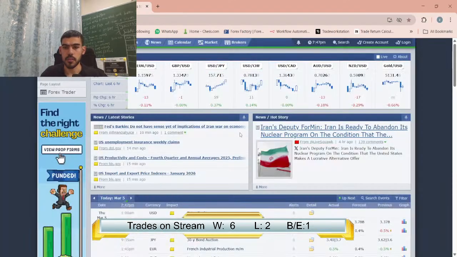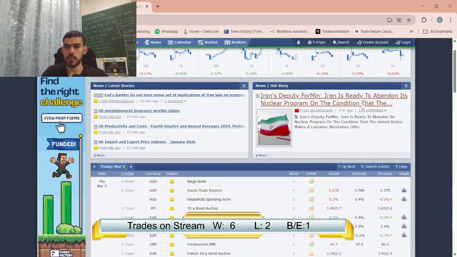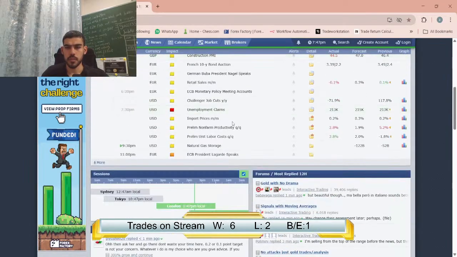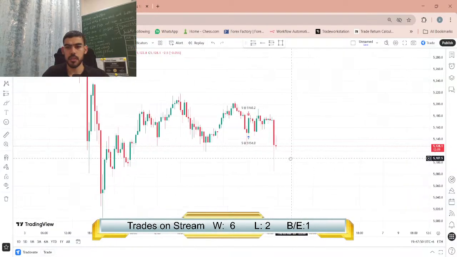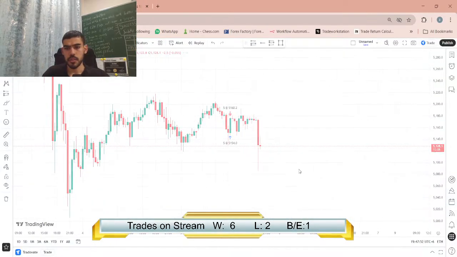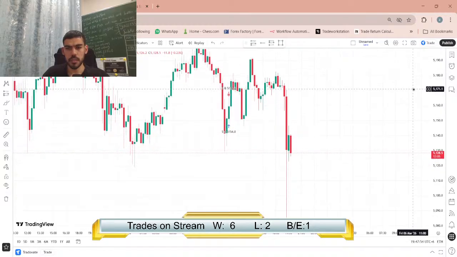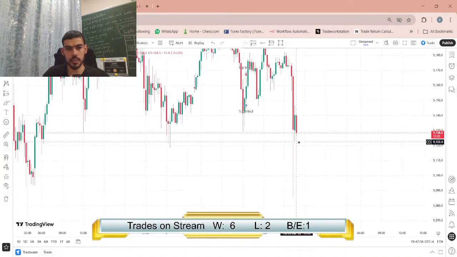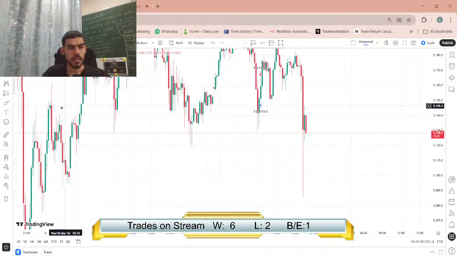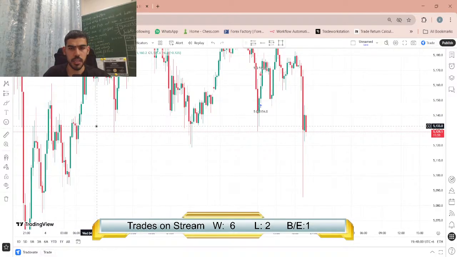Alright, so Iran's deputy, Iran is ready to abandon its nuclear. What? So unemployment claims was released with, I think, just normal news. There is nothing major here, but the news is about Iran. It's leaving its nuclear something. That means there is a high chance for peace.